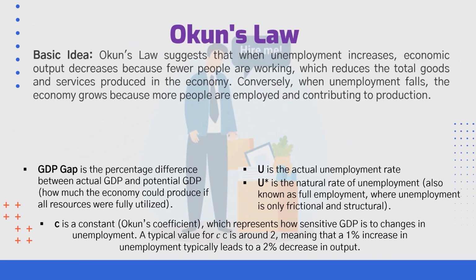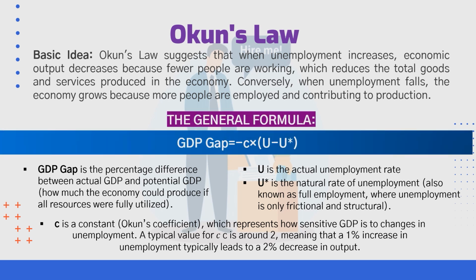So, let's express Okun's law mathematically. The general formula looks as follows. GDP gap equals minus C, the coefficient, multiplied by the difference between the actual level of unemployment and the natural level of unemployment. Suppose the natural unemployment rate in a specific country is 4% and the actual unemployment rises to 6%. Utilizing Okun's coefficient of 2, we can calculate that the GDP gap is 4%.